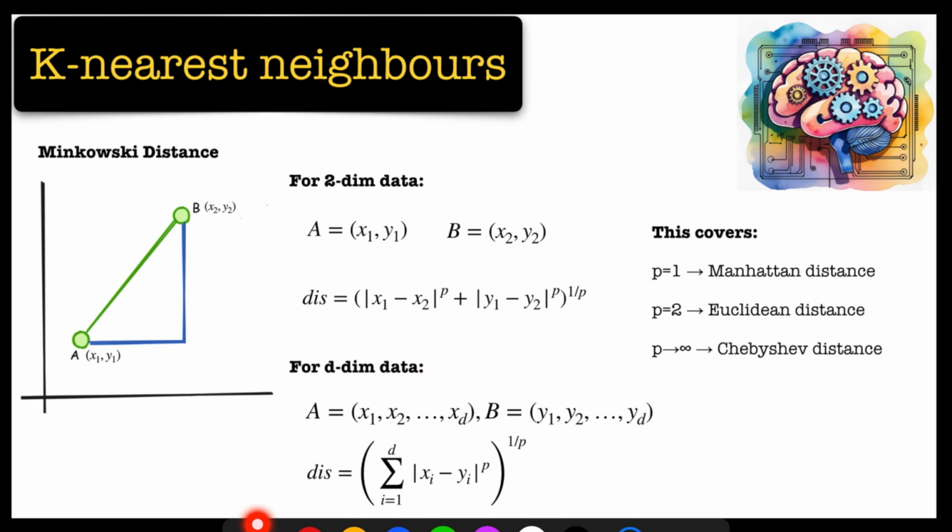For d-dimensional data, for A equal to x1, x2 till xd and B equal to y1, y2 till yd, the distance is the pth root of the summation from i equals 1 to d of the absolute value of xi minus yi raised to the power p. So this is the Minkowski distance.